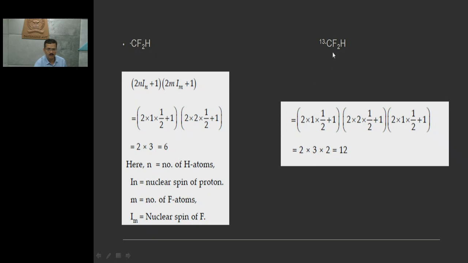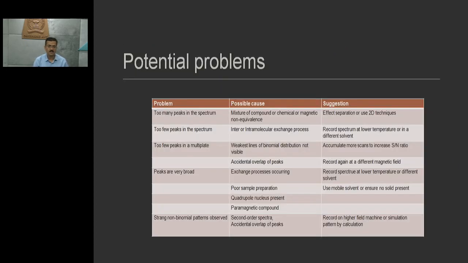For this molecule, carbon also has the isotope 13, not 12, and due to that reason, what happens? It shows 3. So 2 into 1, 1/2 plus 1 for carbon; 2 into 2, 1/2 plus 1 for fluorine; and 2 into 1, 1/2 plus 1 for hydrogen, giving 12 signals. So that way we get the number of signals or lines from ESR spectroscopy.